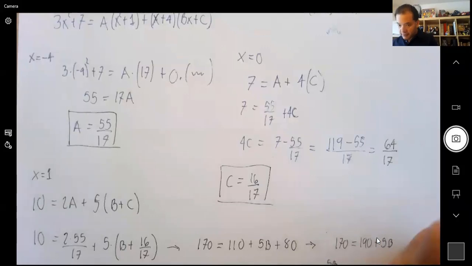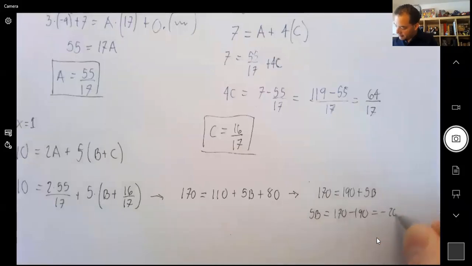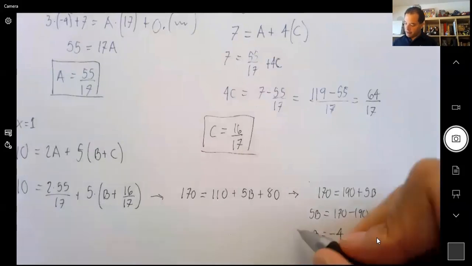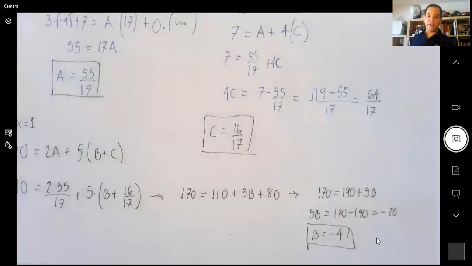Okay, so this is now 170 equals 190 plus 5b. So 5b equals 170 minus 190, that's minus 20. So b equals negative 4. All right, we got a number that is not as bad just by accident. Okay, so that's really the partial fractions part, getting the a, the b, and the c. But then you still need to integrate it, right?